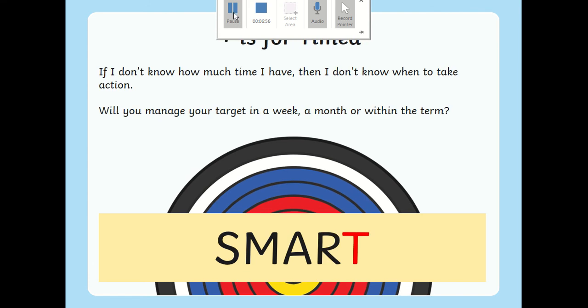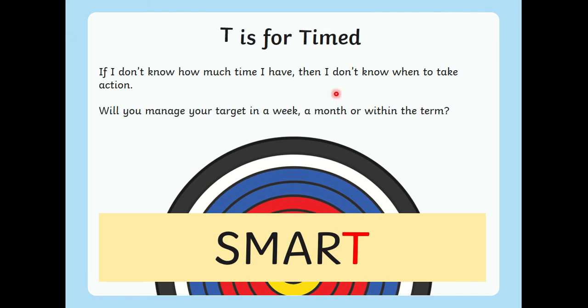Well done if you guessed it. T is for timed. If I don't know how much time I have, then I don't know when to take action. Will you manage your target in a week, in a month, or within the term? You need to think about this one. Some of you might be striving to push yourself a little bit harder with an achievable target for a week. Or those children who are not yet engaging in their lives all the time, you might say, I'm going to engage in all of my lives this week, and that's an achievable target for you.